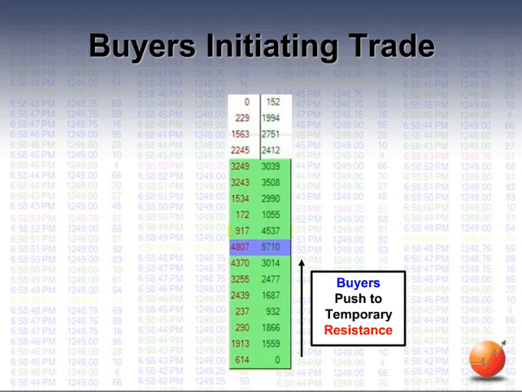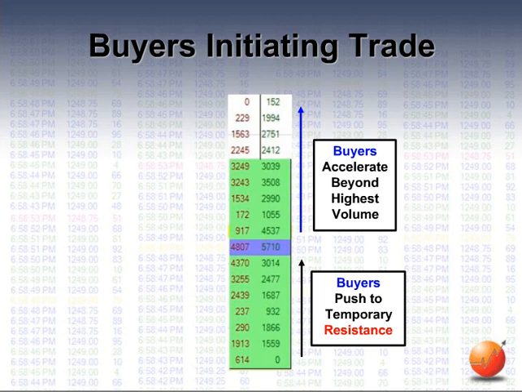So what took place was buyers buying this up through the market depth and then hitting a point where the sellers said, hey, you want to keep buying this? Here, have mine. Here, have mine. And they kept adding to the supply. Okay? Now, in this case, eventually, the buyers were able to accelerate beyond that level. So what was temporary resistance now essentially is a line in the sand for us where the buyers initiated trade.